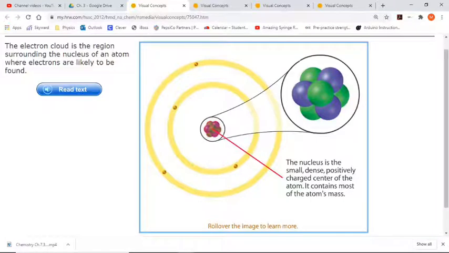Within the nucleus, you can tell here some important information. It is a small, dense, positively charged center of the atom. So it is very small compared to the overall size, but it's very dense, meaning a lot of our mass is packed into that small area. And the overall charge of the center of the atom is positive because that's where your protons and your neutrons live.